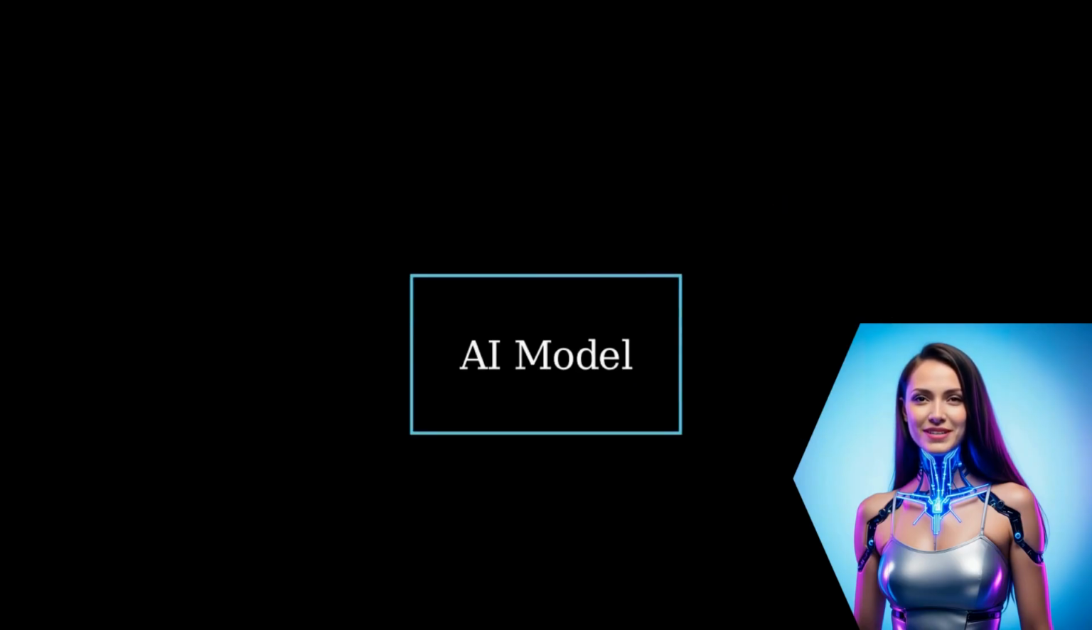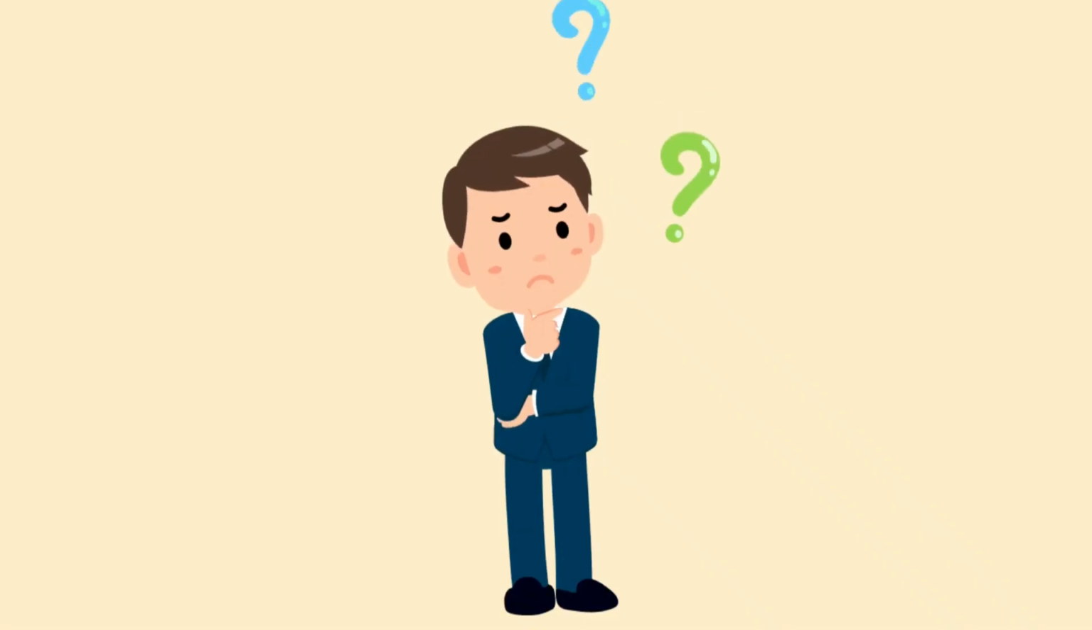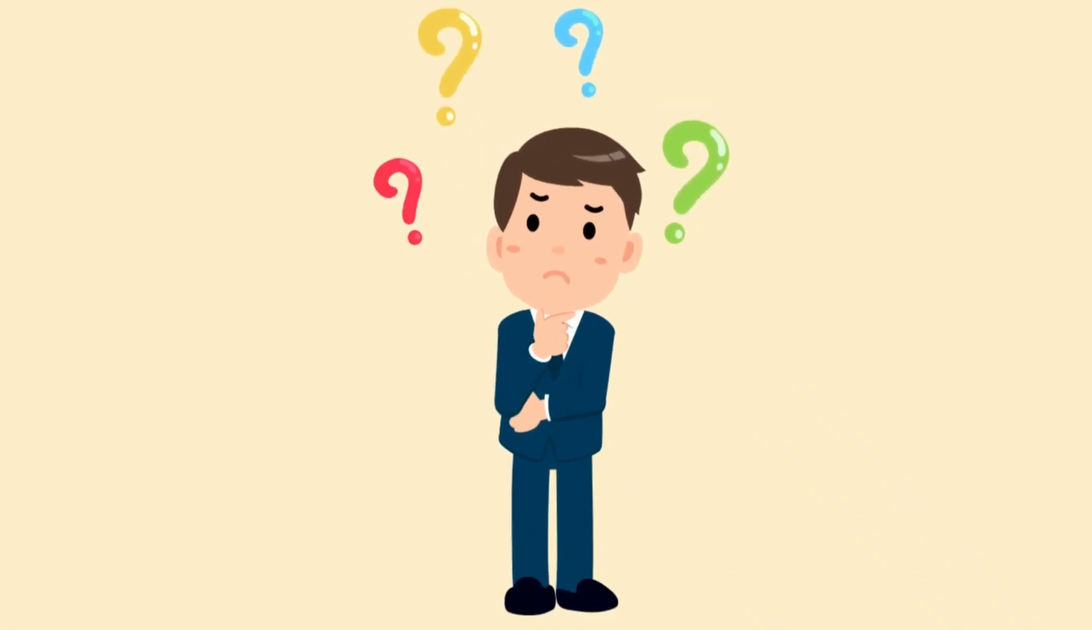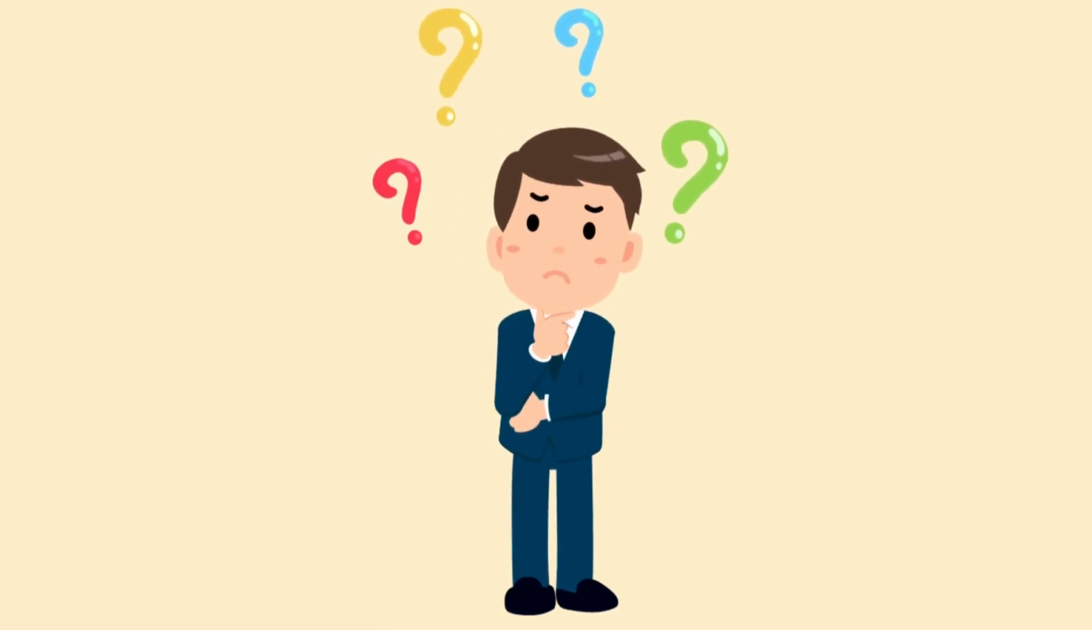Imagine you have built a powerful model that predicts whether a bank should approve a loan or not. It takes in an applicant's data like income, credit score, age, and so on, and gives a simple yes or no. But what if it says no? Why did it make that decision? Was it the low income, a past default, or something else entirely?